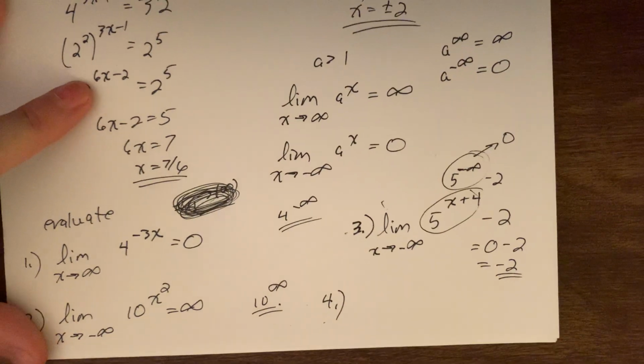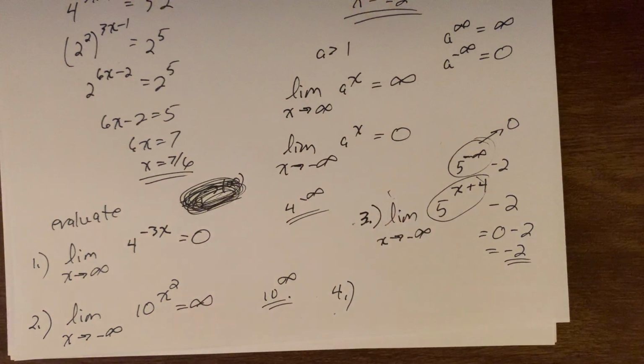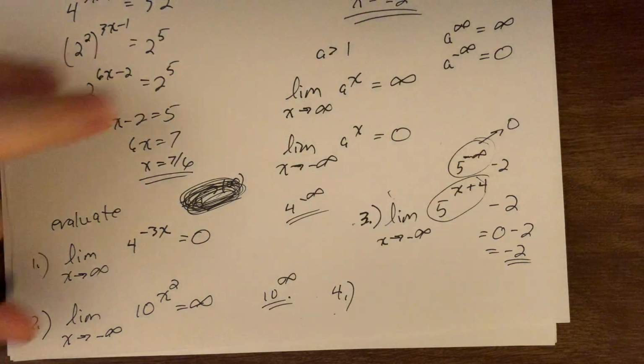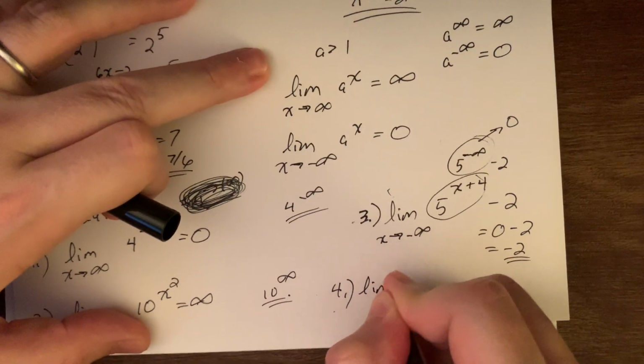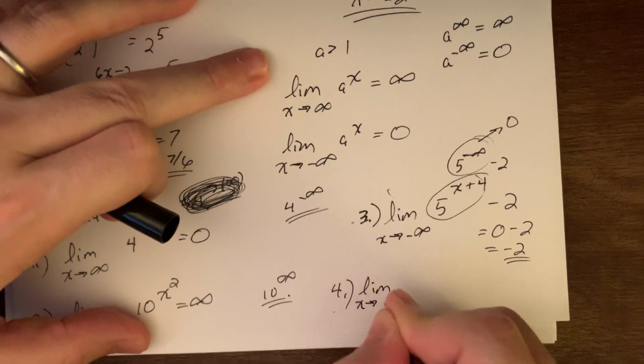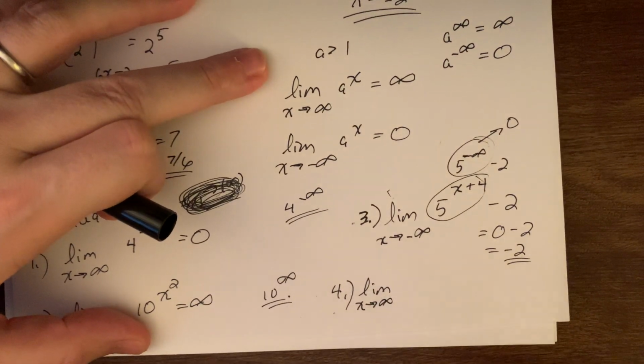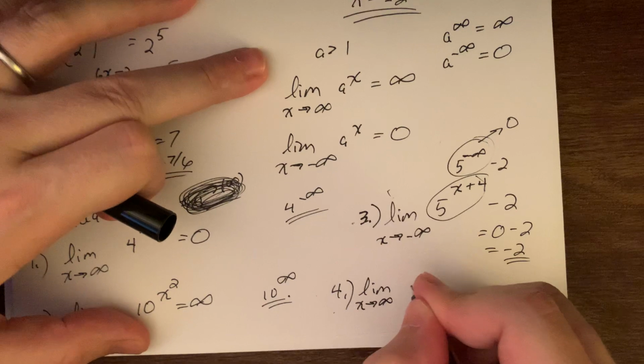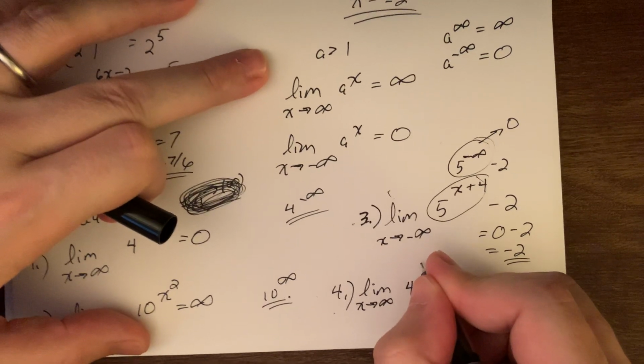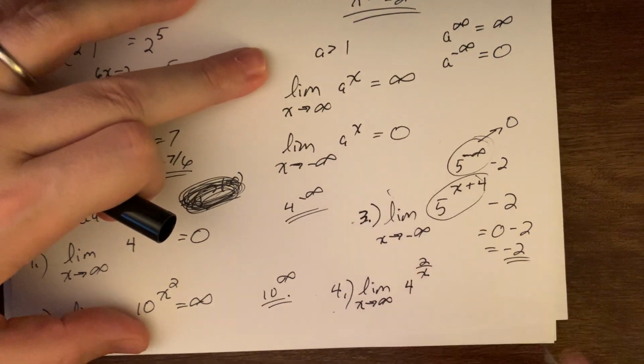One last one. And like I said, we'll go into the next part of this video, and we'll start getting into the derivatives. We've already seen the continuity part, and we're not going to say anything more about that for now. So we'll just get into the derivatives next. So number 4, how about the limit as x approaches infinity of 4 to the 2 over x power?